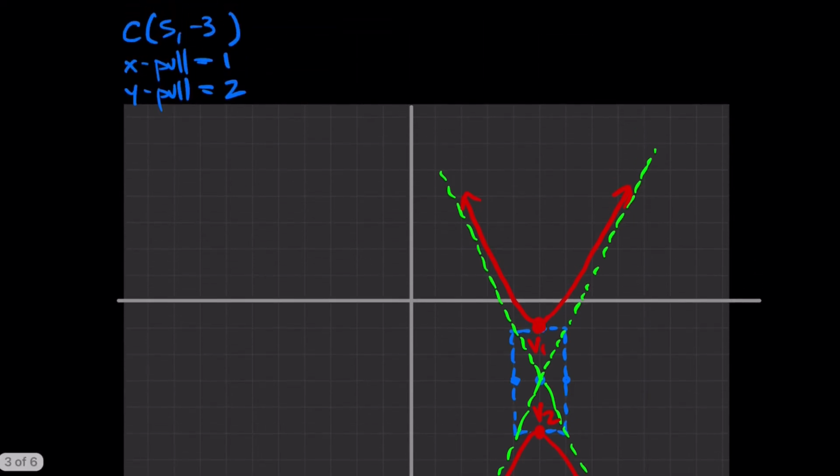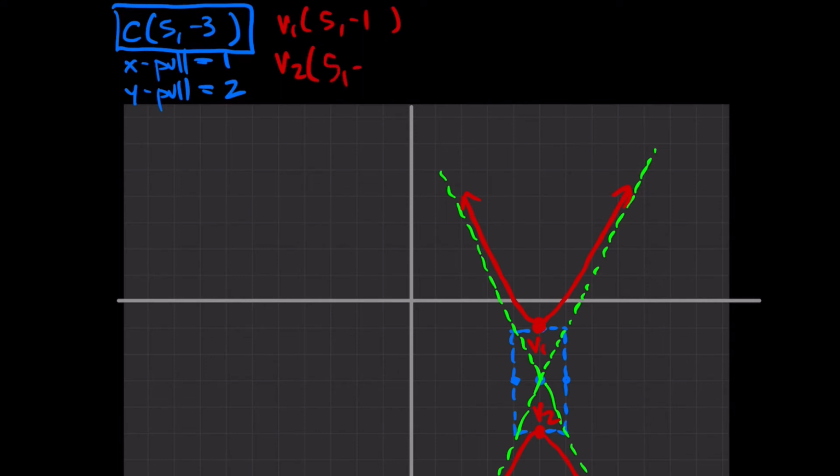Okay, so now I've got the coordinates of the center. That's one of the key pieces of information we need. Now let's get the vertices. So V1, what's that? 1, 2, 3, 4, 5, negative 1. Makes sense, right? Using your center and your y pull. V2 is going to be 5, 1, 2, 3, 4, 5, negative 5. Again, that makes sense using your center and your y pull.